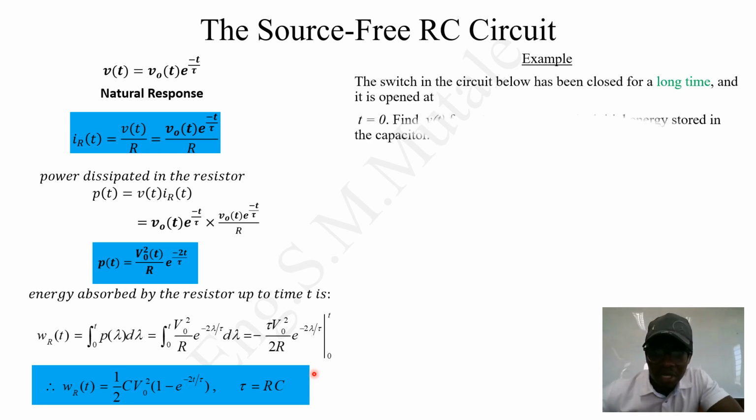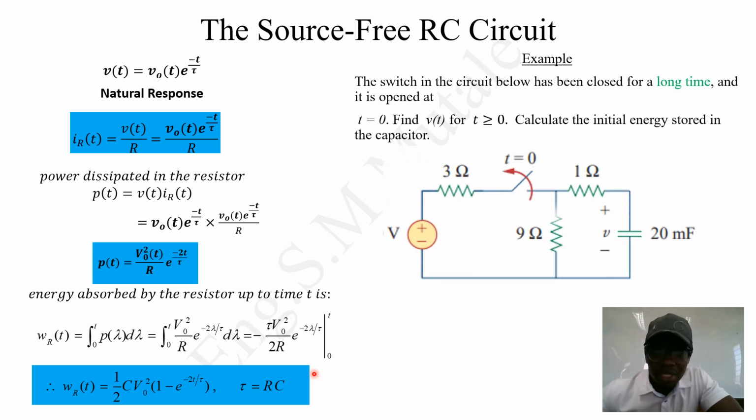So from this, let's look at an example. The question is saying the switch in the circuit below has been closed for a long time and it was opened at that period. So calculate the initial energy stored in the capacitor. So they want the energy which was stored in the capacitor there. Let's look at the solution in the next slide.